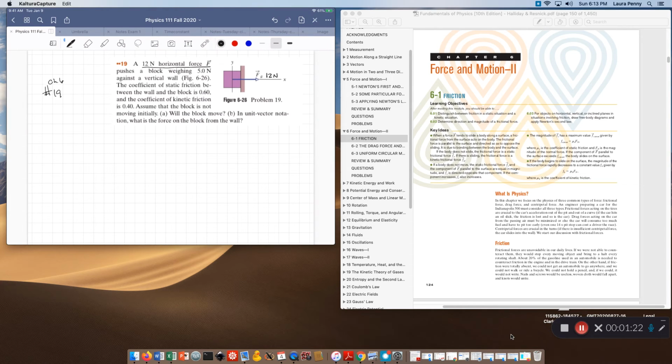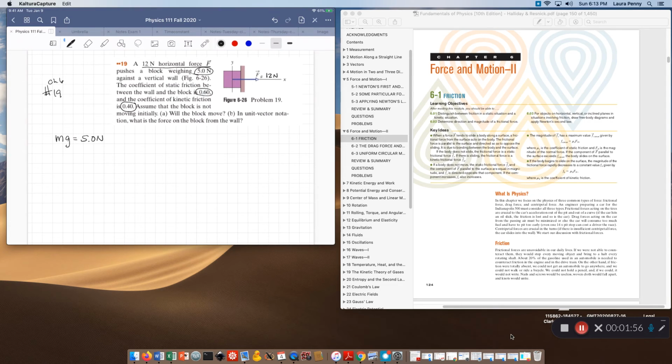And then it tells us that the block itself weighs 5 newtons. Remember, when it says it weighs 5 newtons, that means mg is 5 newtons. Not m. M is not 5 kilograms, right? M would be 5 newtons divided by g if we wanted to figure out the mass. It tells us the coefficient of static friction between the wall and the block is 0.6, which is pretty high, and the coefficient of kinetic friction is 0.4.